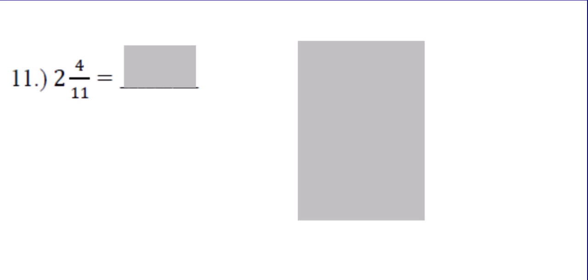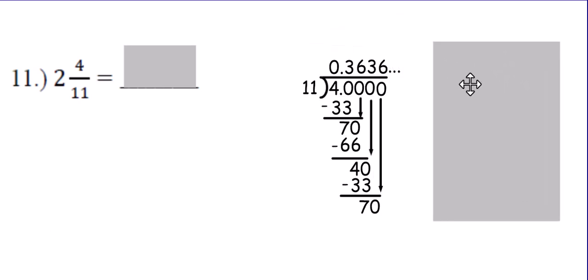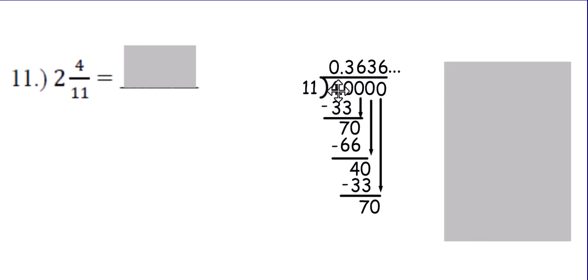You will likely talk about a shortcut for this one at some point as well, but let's do 4 divided by 11. 11 goes into 4 0 times. 11 goes into 40 3 times to get us 33. 40 minus 33 is 7. Bring down a 0. 11 into 70 is 6 times, which gets us 66. 70 minus 66 is 4.